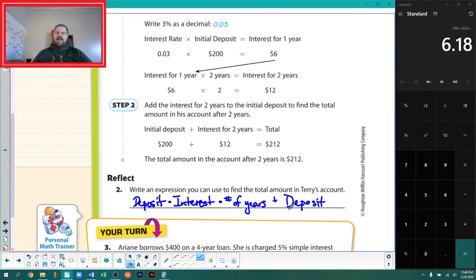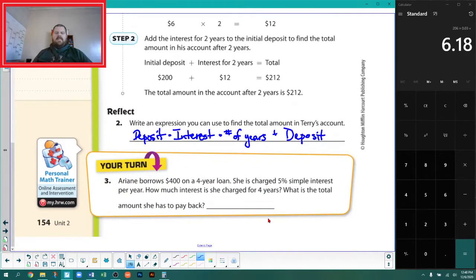Now, why did I do that? Because if I had another problem that was similar, I could do that same thing again and just use my expression here to figure out how much was in his account.